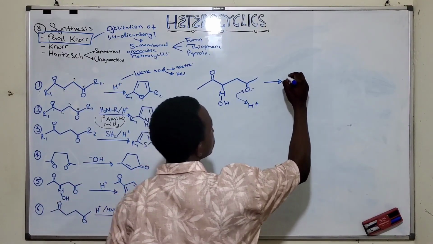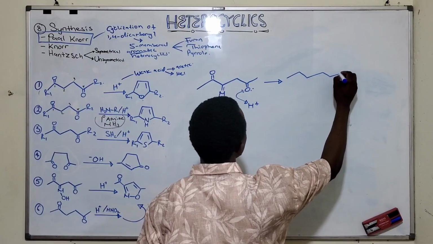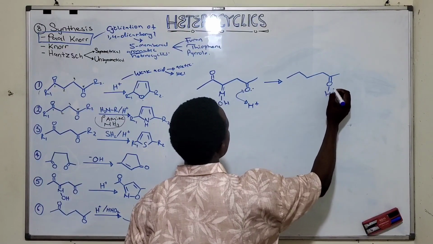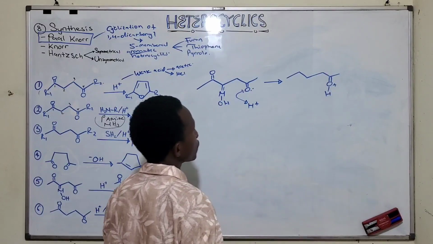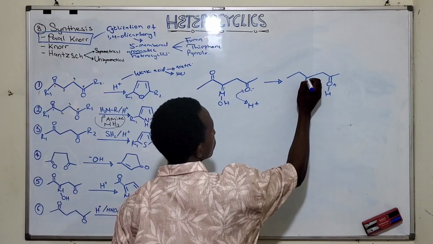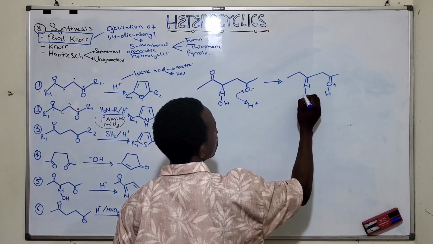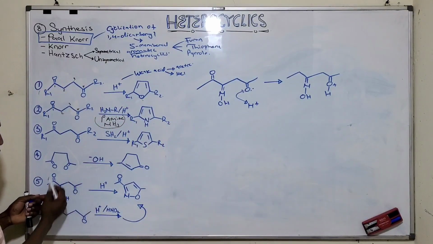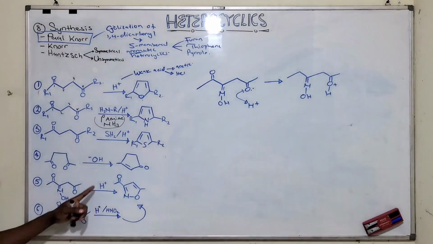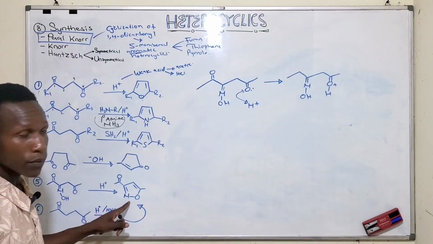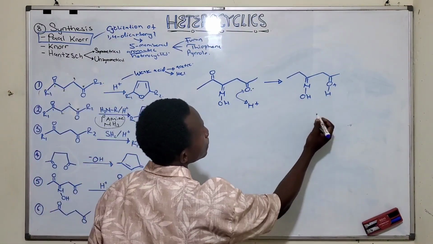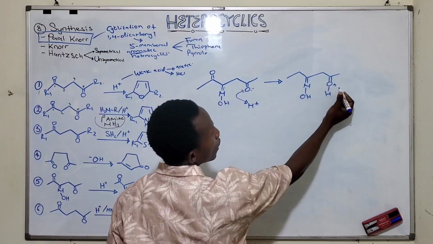So we shall form this, O with H. It's now positively charged. Then we're having our OH group. This is oxygen. This is oxygen. In presence of an acid, you are forming isoxazole. So here, this is what you are having.